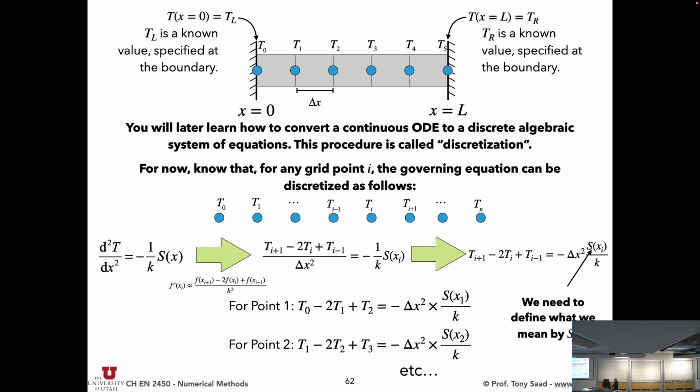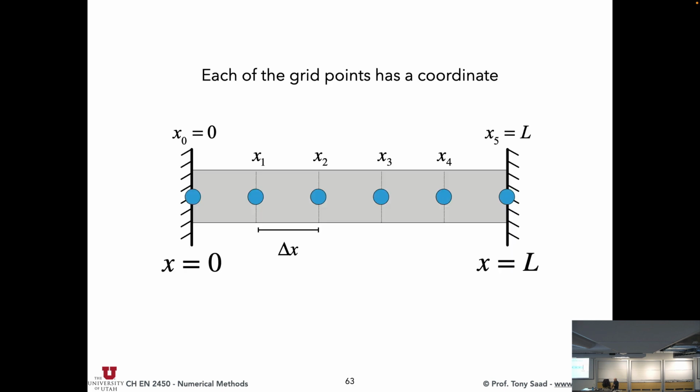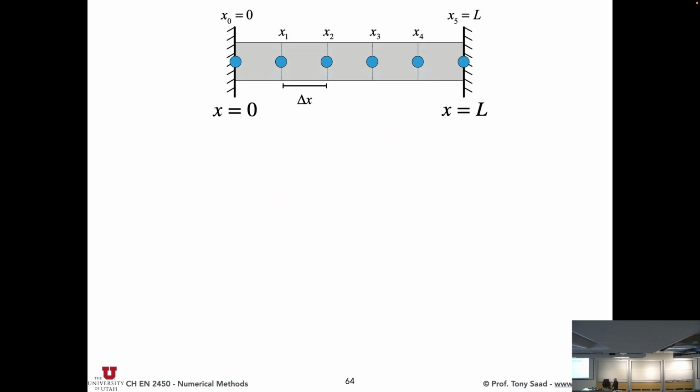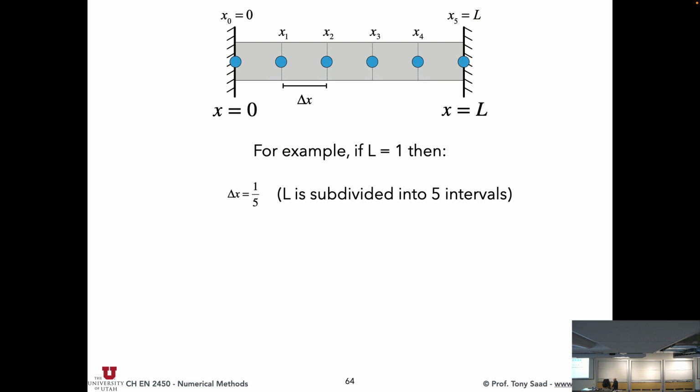Now, I have not defined what S of xi means. So let's define that, and we'll rebuild the system of equations together. Each grid point has a coordinate, right? Because you are going from x equals 0 to x equals L. You placed points discretely between those two points, so you can assign a coordinate value for each one of those points. For example, if L equals 1, and we have 5 intervals, so delta x is 1 over 5, x0 is simply 0, x1 is x0 plus delta x, x2 is x1 plus delta x, which is 2 delta x, and so on and so forth. x3 is x2 plus delta x, and so on. So you can get the coordinates of all of those points very quickly.